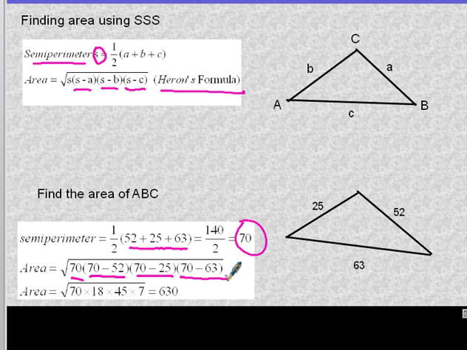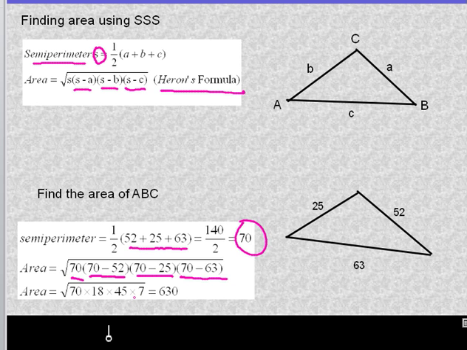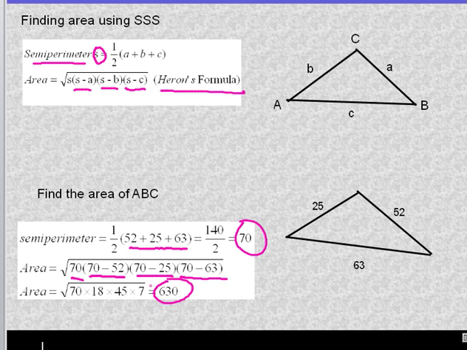And I find if people put this in the calculator all on one line, there tends to be things that go wrong. So you might want to break this down into steps, especially on a test. Show me what you get at each step. So this is going to be 70 times 18 times 45 times 7, which I don't know what it is, but if you take the square root of that, you're going to get 630. Don't forget to take the square root. Not anything really complicated, just some intense calculations there.